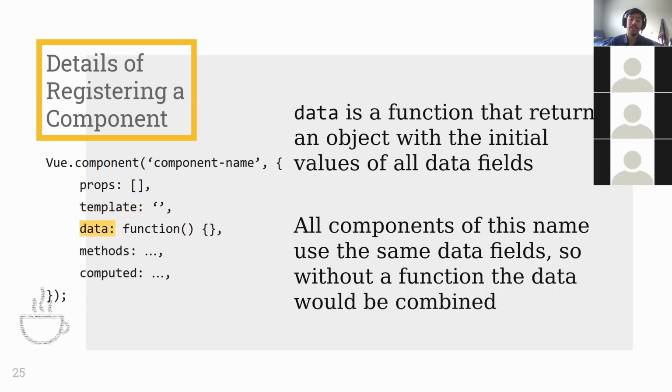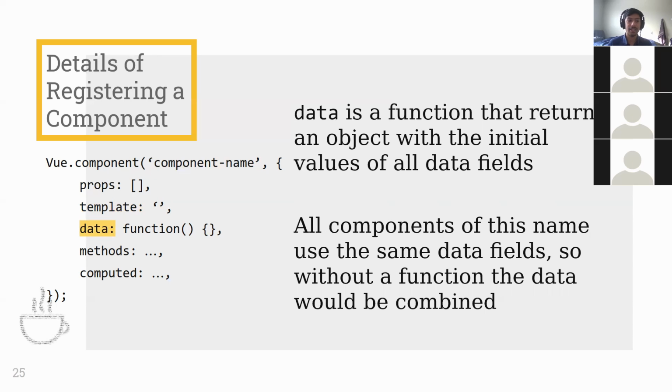Next is data. So here's a bit tricky. We're going to spend some more time on this one. So data is kind of like the data fields we talked about in the main Vue instance from last week, and we used this week in our checkpoints. But here's the one catch. In components and components only, data must be a function that returns an object with the initial values of all the data fields. What does that really actually mean?